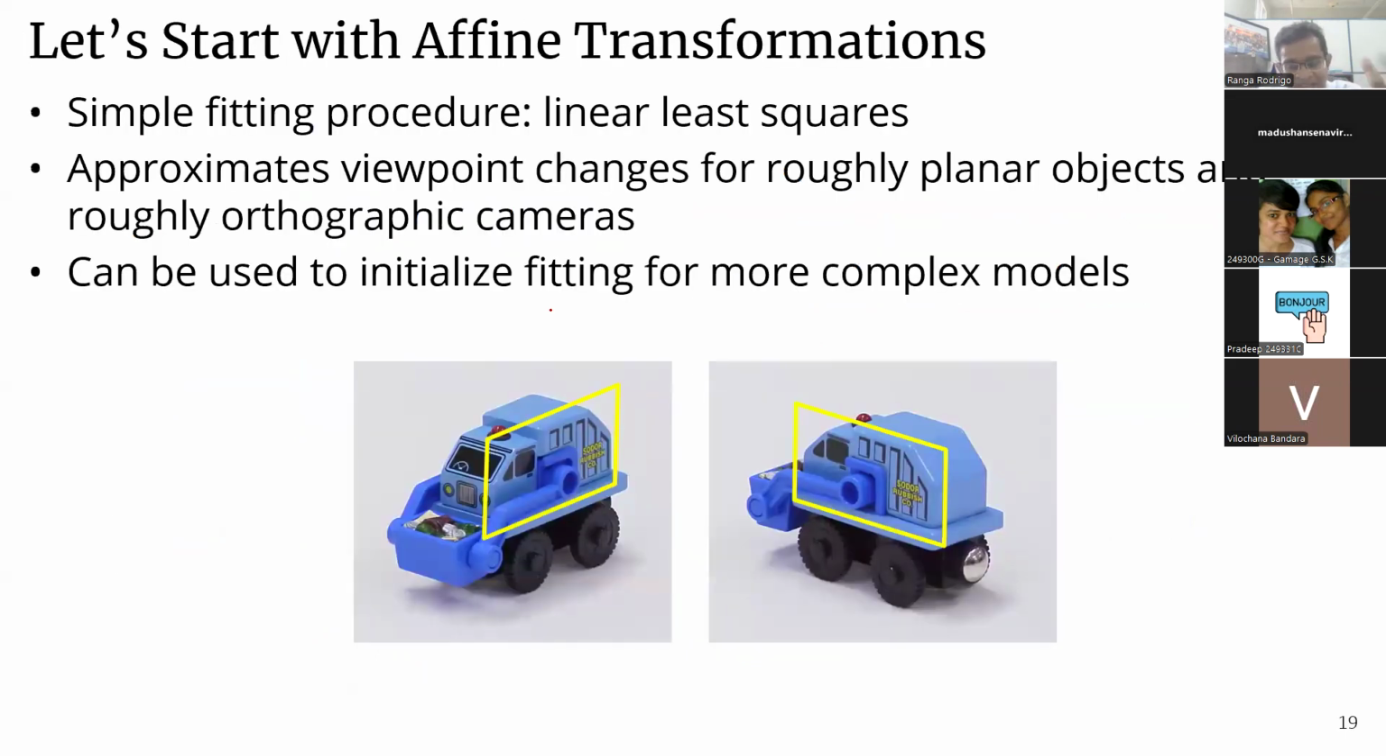So let's start with this affine transformation. You can see the yellow rectangles, they have changed shape. You may think that they have not changed the shape because as a human being, you think that they are the same. But you can see there's a rotation and all these things have changed, right? A simple fitting procedure, linear least squares. So we will see how to do that. Approximate viewpoint changes for roughly planar objects. So for the affine transformations to work, these objects must be roughly planar. It can be used to initialize more complex transformations.